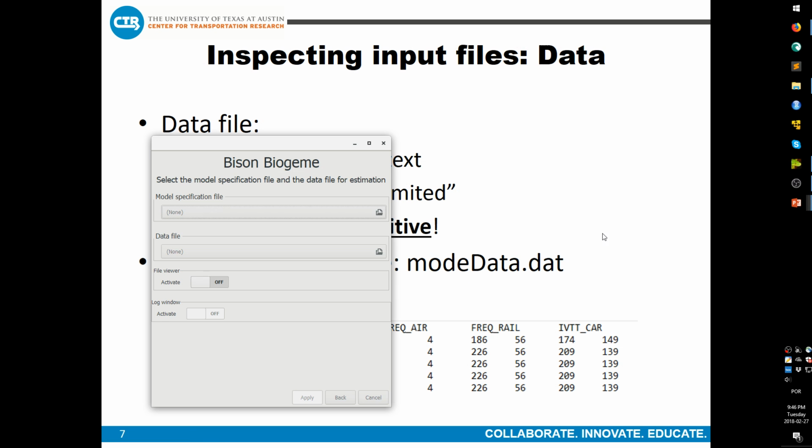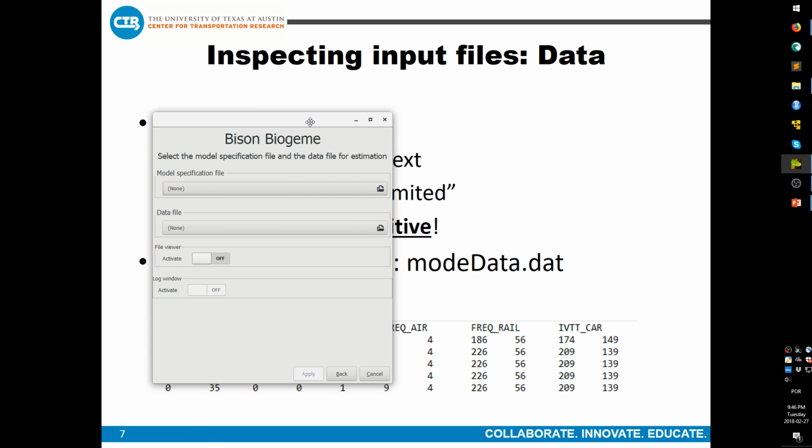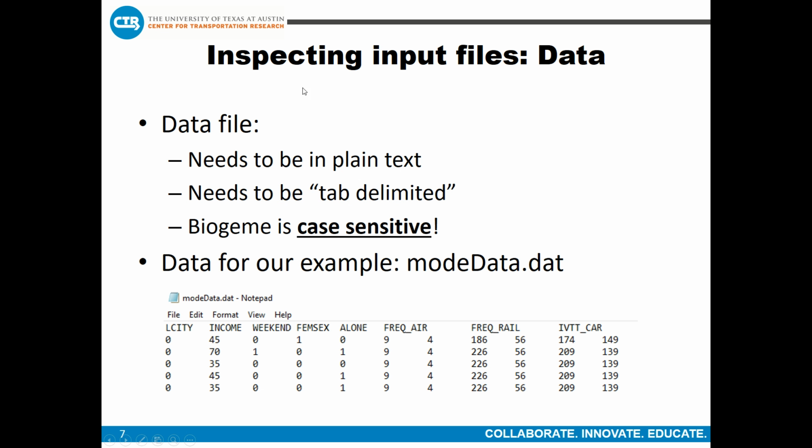So when we click on next, we see that BioGym is asking us for two types of files, a model specification file and a data file. So what are these two things? Let's talk about each one of these separately. Let's first talk about the data file. So the data file needs to be in plain text. It needs to be a regular text file, and it needs to be tab delimited.